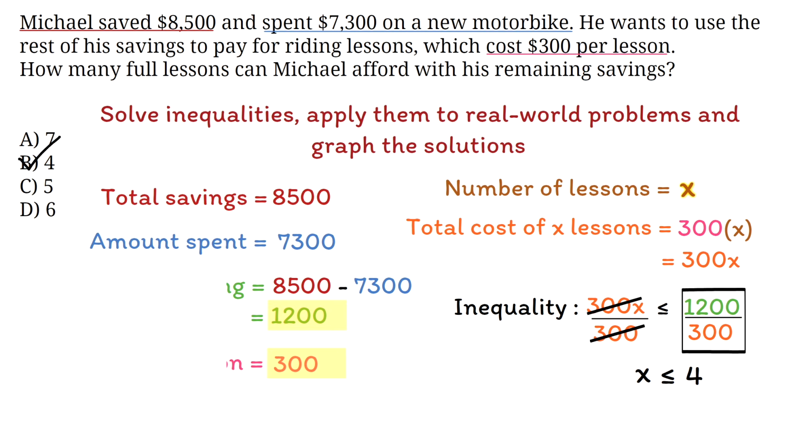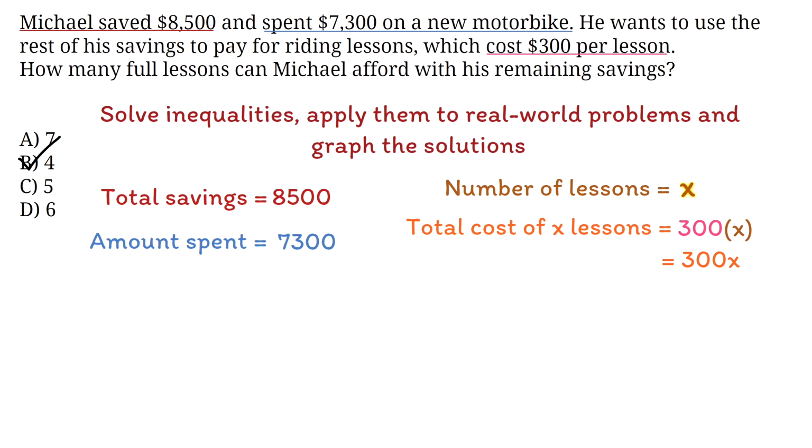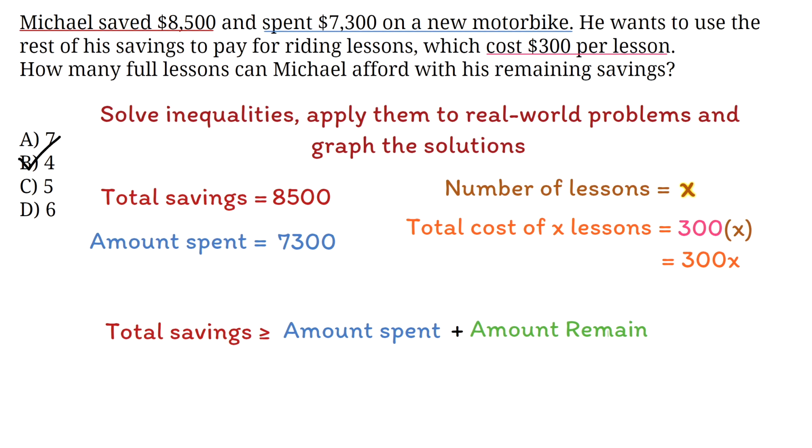You could have also set this up as a single inequality and solve. The total saved, greater than or equal to the amount he spent, plus the amount that is remaining, which is the amount he wants to use to pay for writing lessons. The total is 8,500. The amount he spent is 7,300. The writing lessons is 300 per lesson. If we represent the lesson by X, the 300 per lesson will be 300X. We solve for X, and we will get 4 as our answer.